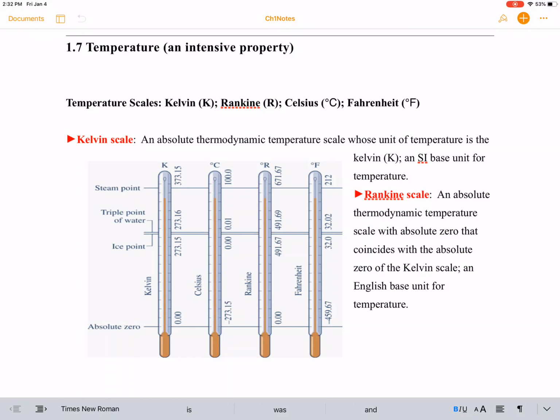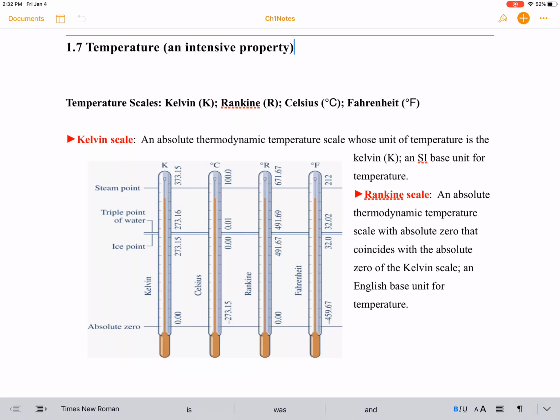So temperature is an intensive property. Again, it's not additive. We don't add up the temperature. If we double the volume, we don't double the temperature. There are different temperature scales. There's actually quite a few. The ones that we will look at are Kelvin, Rankine, Celsius, and Fahrenheit. The Kelvin scale is the absolute thermodynamic temperature scale, whose units of temperature are K or Kelvin. This is an SI base unit for temperature.